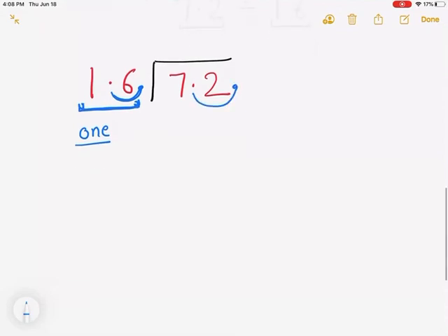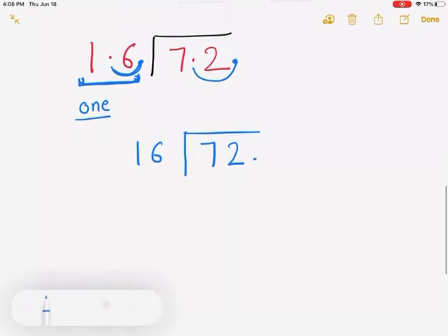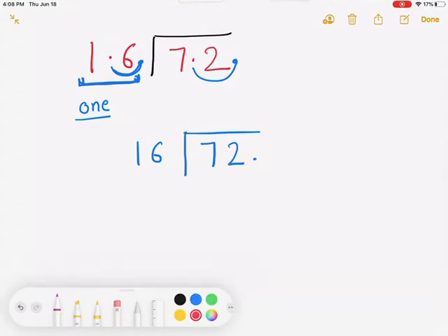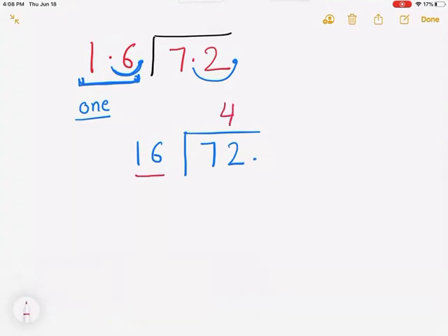Now let's rewrite it. The outside number is 16 and the inside number is 72 after moving the decimal one place to the right. Now this is just normal division. 16 times what makes 72 or less? It's 4, which is 64. Then we subtract, and it's 8.